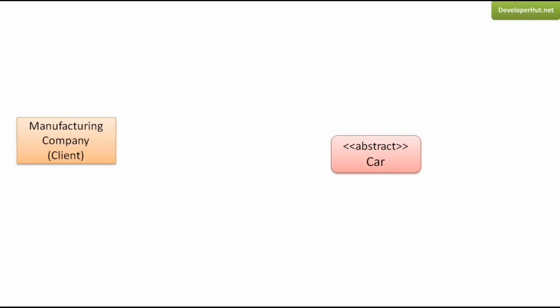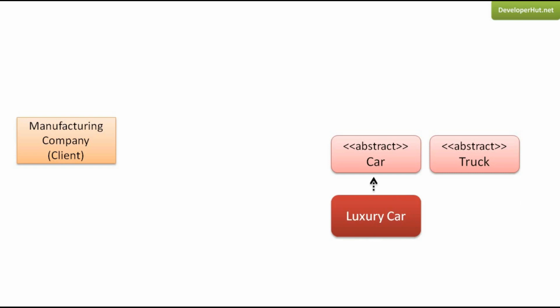Now let's go ahead and understand the abstract factory design pattern with a real-time example. Let's say I have a four-wheeler manufacturing company which acts as a client and creates two types of four-wheeler: one is a car category and another is a truck category. Let's say they are creating the luxury car in the car category and the tow truck in the truck category.